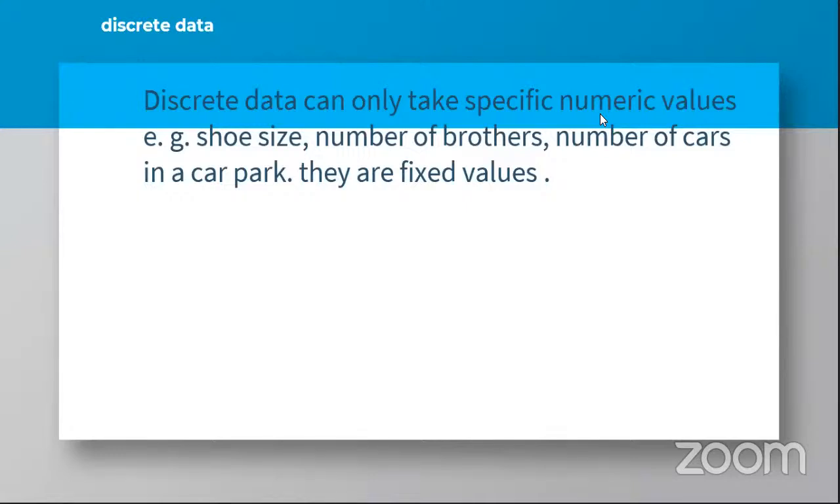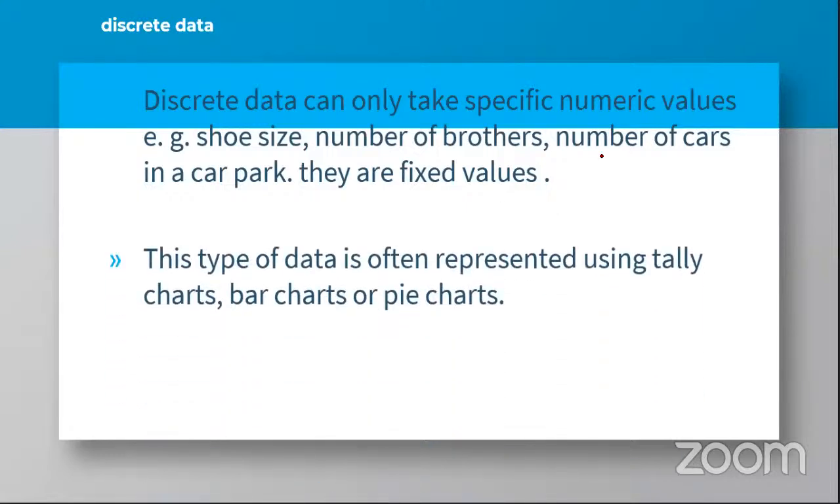Let's look at Rema. Discrete data can only take specific numeric values, e.g., shoe size, number of brothers, number of cars in a car park. They are fixed values. This type of data is often represented using tally charts, bar charts, or pie charts. Good.